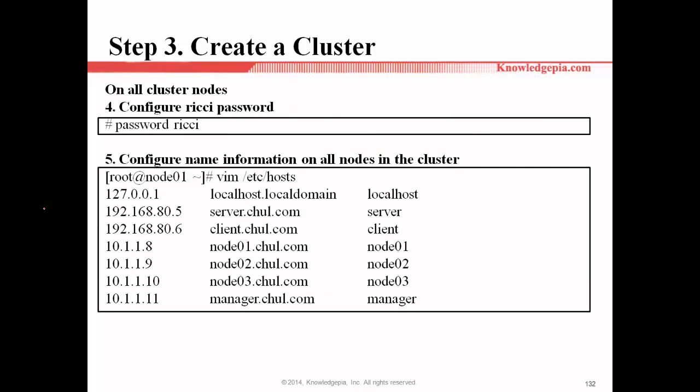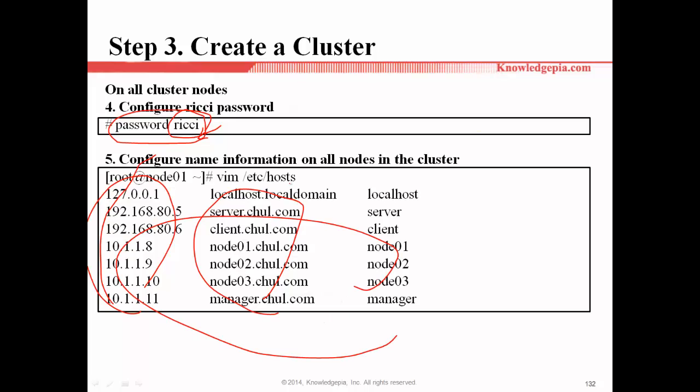Number 4, configure the luci password. On each cluster node, you have to configure the ricci password. Using this password, you can add the cluster nodes to your cluster. Number 5, configure name information on all nodes in the cluster. The cluster will use two kinds of information, IP address and host name. So each cluster node and the managing system host must have this name information using /etc/hosts. In my case, I will use this kind of name service.